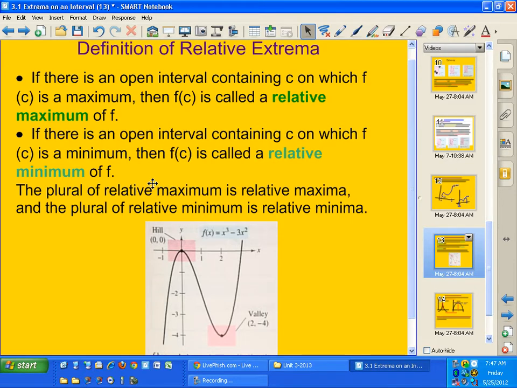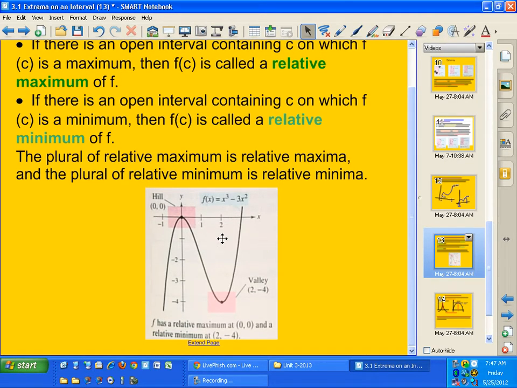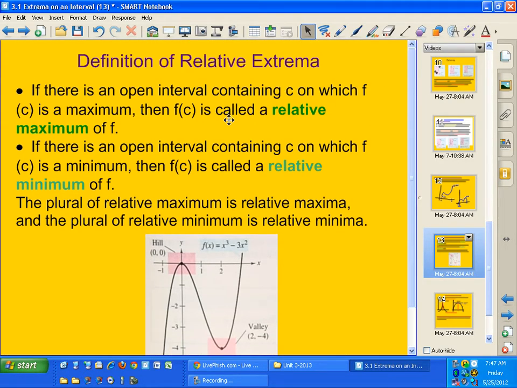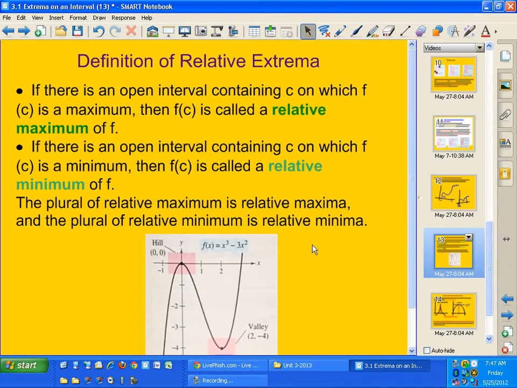But this doesn't have to be a closed interval, and what we'll do is some calculus to figure out exactly how we find these relative maximums and minimums. And so the difference is: relative, we are on an open interval, and absolute, we're on a closed interval. So then, what ends up happening here is, well, let's go back here real quick and look.